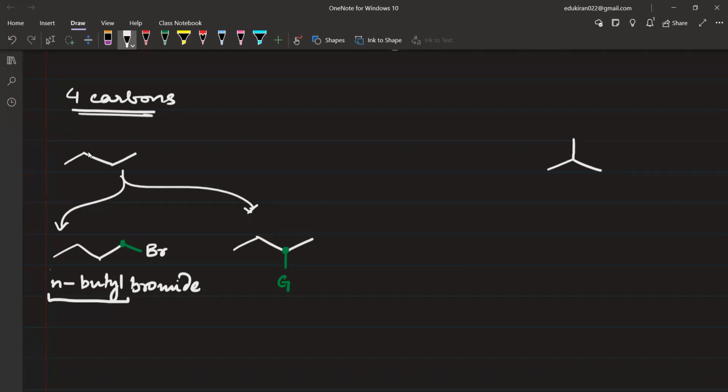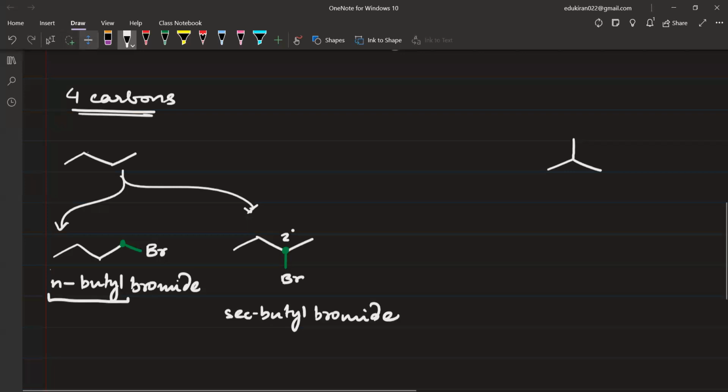Can all of you see that? Normal butyl. Now, if you see this particular carbon atom, this is a 2-degree carbon atom, right? So if I attach Br here, then the common name will become secondary butyl bromide. Got this? Yes or no? Please tell me. Make sense?